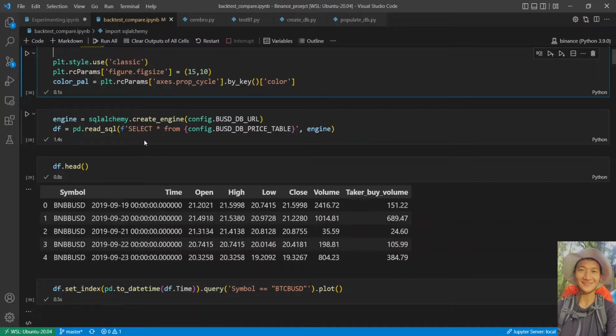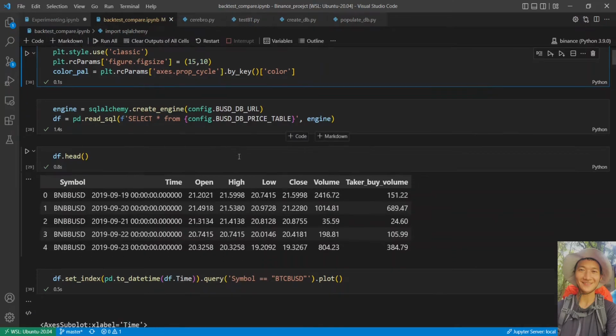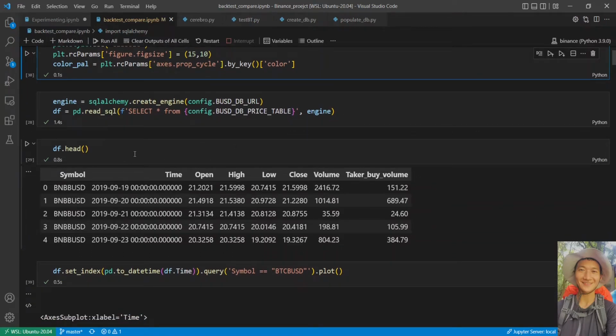I will use the SQLAlchemy method create_engine to connect to the database. Then I will use the Pandas method to read the SQL query to get the data for me, and load the data into a data frame. So here's what the data looks like.